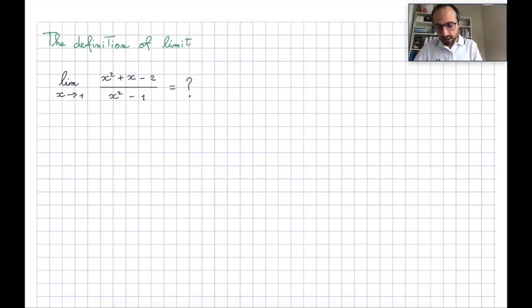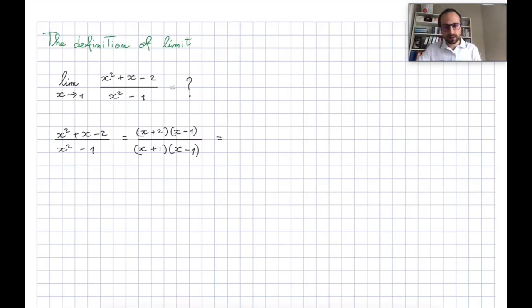Since 1, the x0 value here, is a value for which the denominator of this function becomes 0, it's not part of the domain of f, so we cannot calculate f of 1. So let's write our function f here. We decompose these two polynomials. The numerator becomes x plus 2 times x minus 1, and the denominator is simply x plus 1 times x minus 1. So this is done.